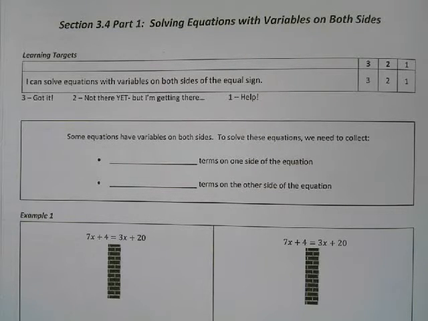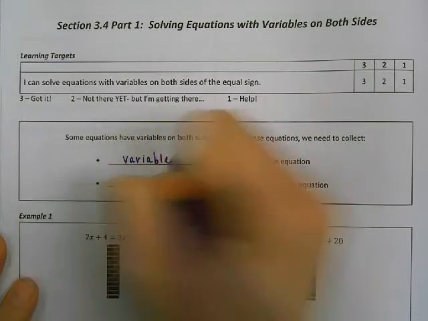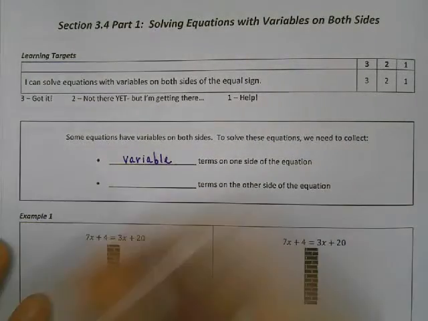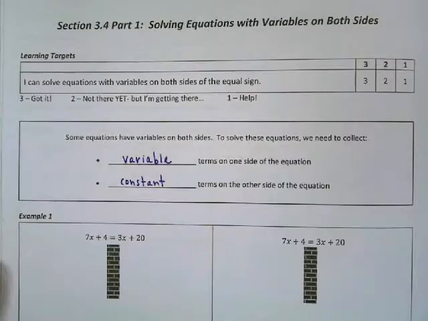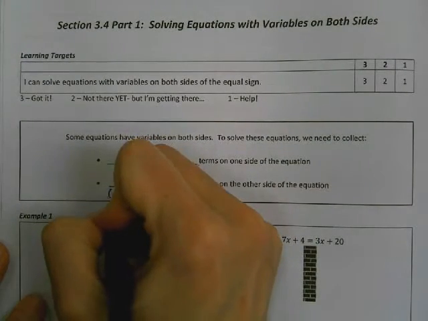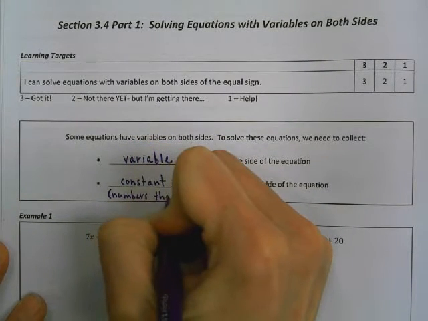of the equal sign. Just like it sounds, we're going to have equations that have variables on both sides. To solve these equations, we need to collect all of the variable terms on one side of the equation, and then we need to get all of our constant terms on the other side of the equation. And remember, our constants are just the numbers that are by themselves.